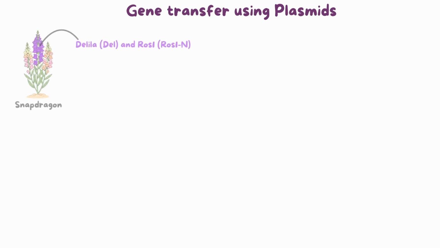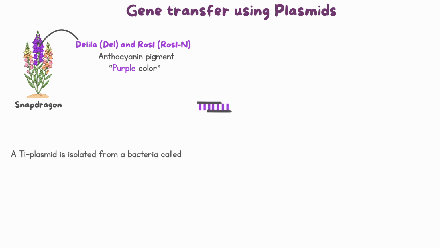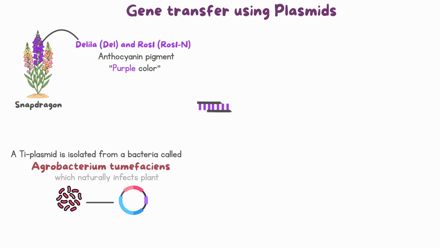The Del and Ros1 are the genes responsible for the anthocyanin pigments, which give the Snapdragon their purple color. These genes are isolated and cut using restriction enzymes that produce sticky ends. In the meanwhile, a Ti plasmid is isolated from Agrobacterium tumefaciens, a bacteria that naturally infects plants. The Ti plasmid is cut with the same restriction enzyme to create matching sticky ends.